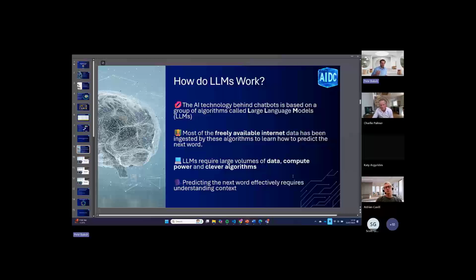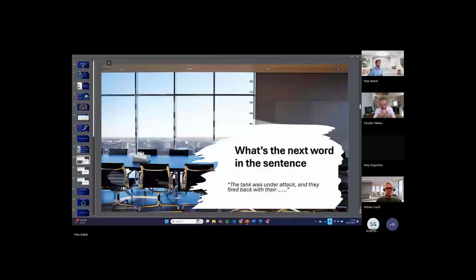And what are these algorithms trying to do? Well, simply speaking, they're trying to look at all of this text data and try to predict the next word in sequences. And they do this again and again and again. Now let's get a feel for how that could work. So if there was a bit of text data that it ingested near the beginning of a training run, and it was 'the tank was under attack and they fired back with', the algorithm's goal is to look at sequences of text and predict the next word.